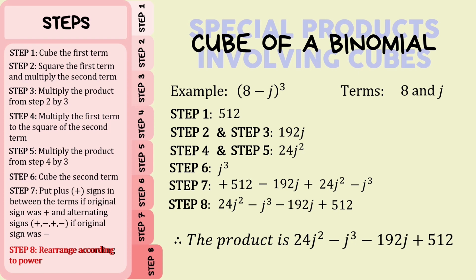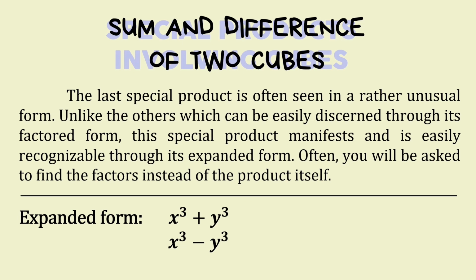I am hoping that you were able to follow suit because we will be proceeding to the last special product. The last special product is the sum and difference of two cubes. This special product is quite special, to say the least. Instead of being given the factors, we are given the expanded form because it is easier to look at this way. Oftentimes, you will be asked to find the factors instead of the product itself, but of course, the reverse may also be asked of you. The expanded form in this case is in the form of x cubed plus y cubed, or it may also be x cubed minus y cubed. See? It looks easier this way.